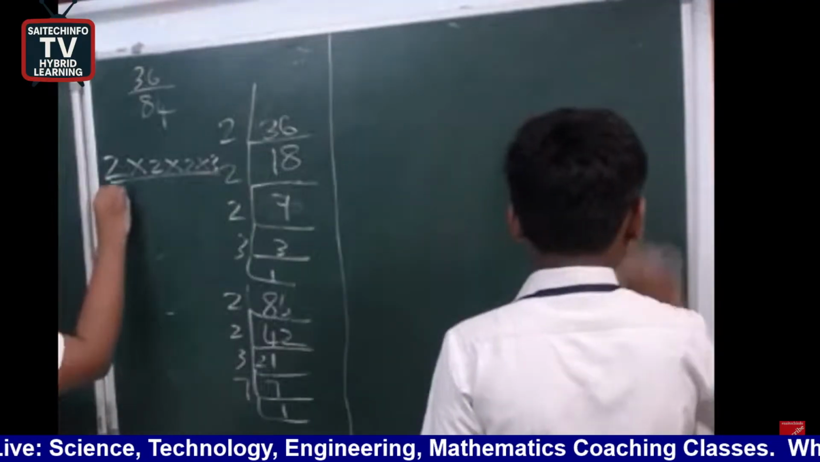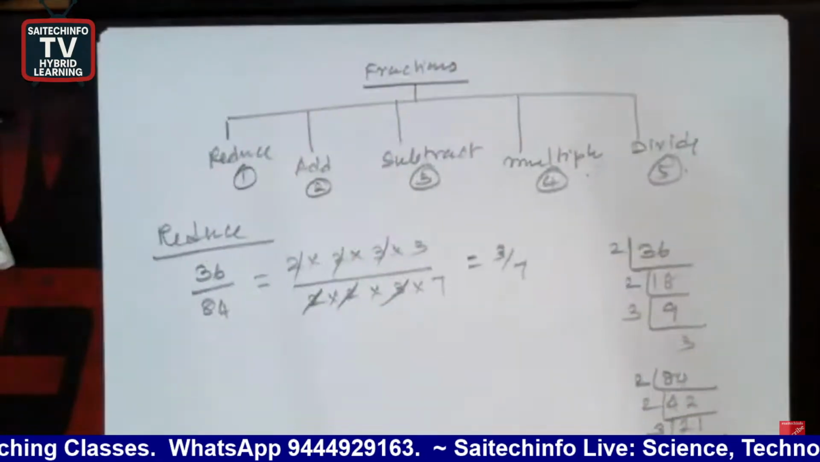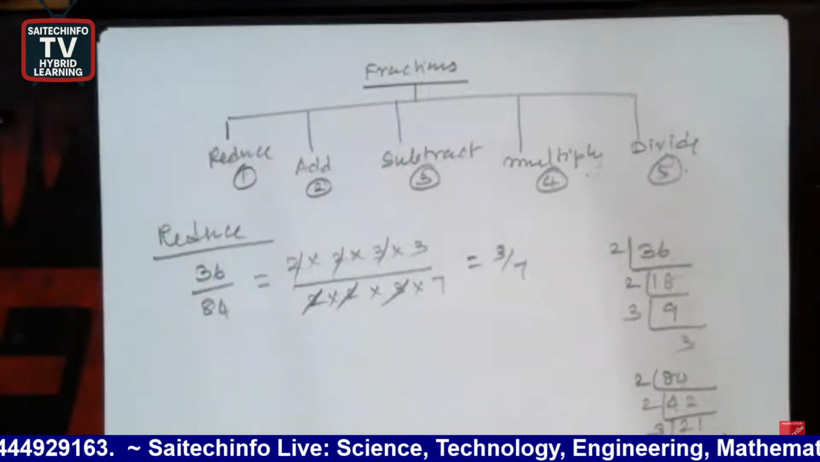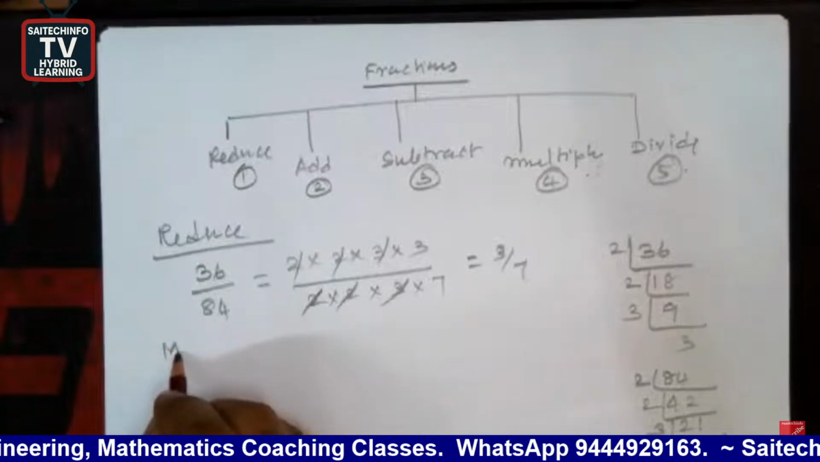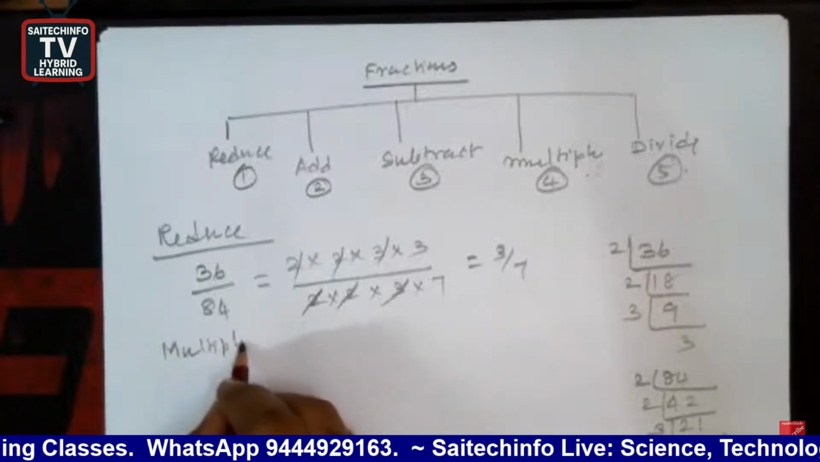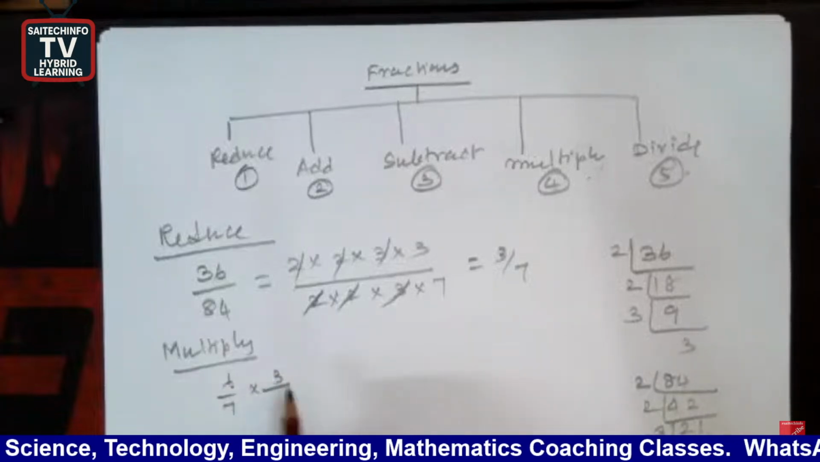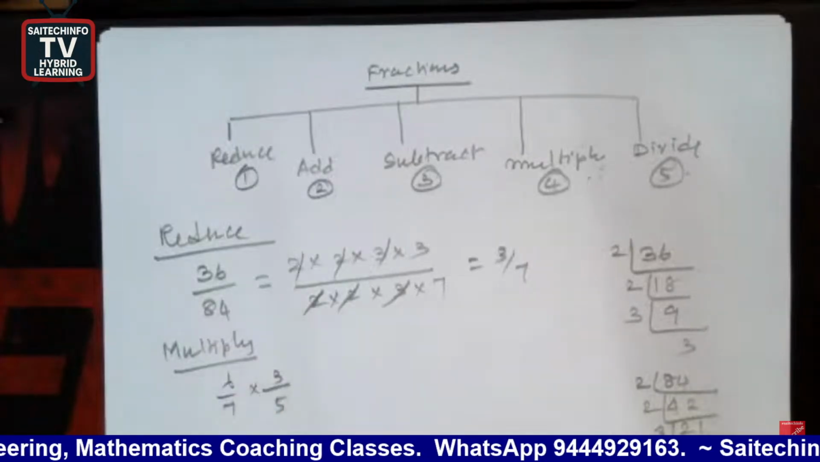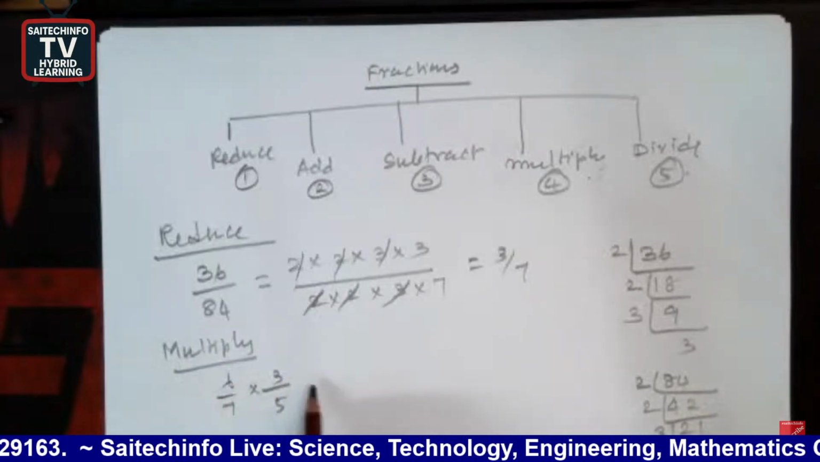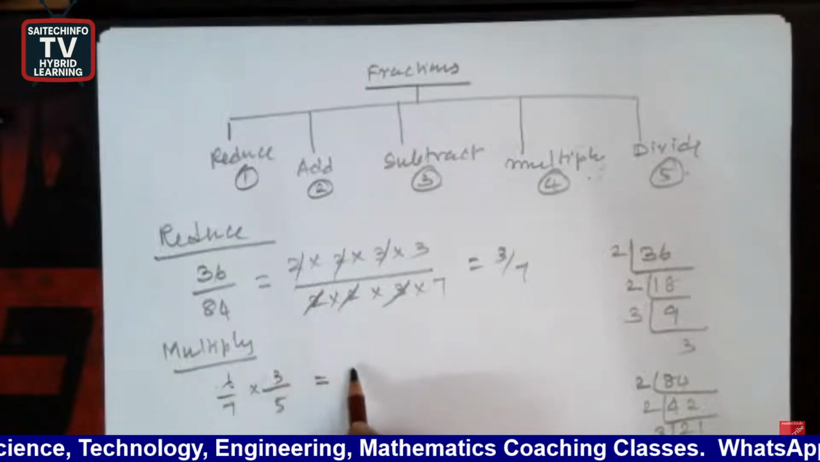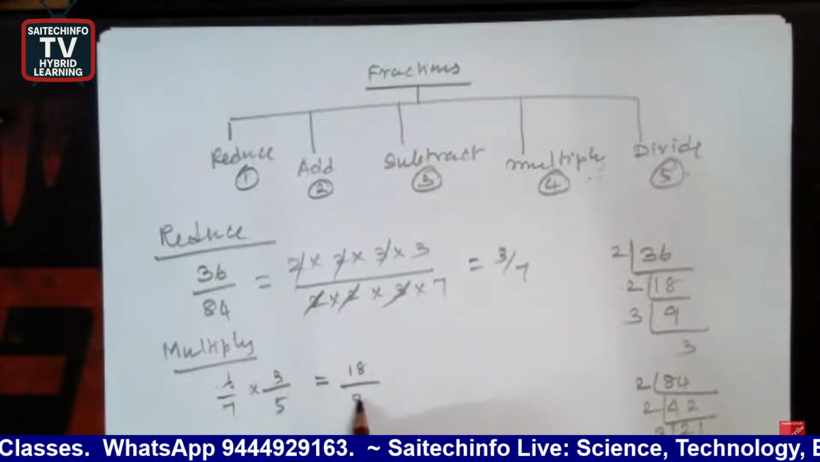Now I will teach you another sum, that is how to multiply two fractions. Okay. So multiply two fractions. You've got 6 by 7 into 3 by 5, right? So nothing is divisible here. So straight away you can multiply. 3 into 6, how much? 18. 7 into 5? 35. That's all.